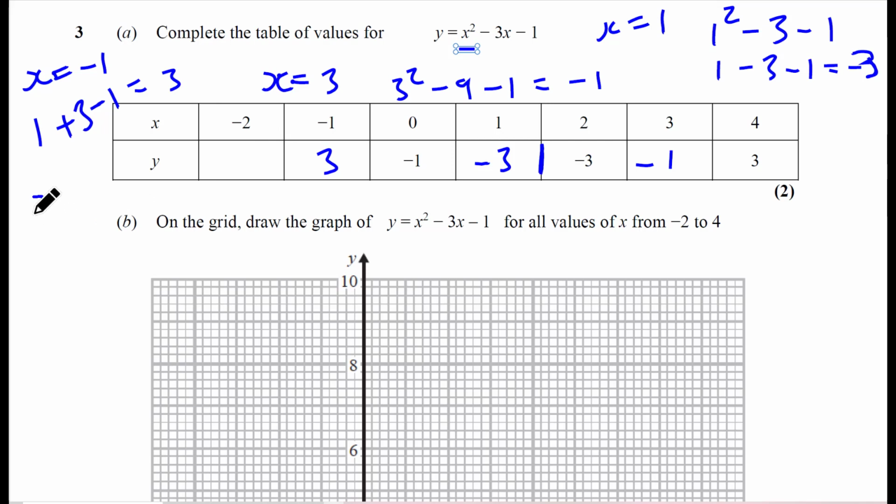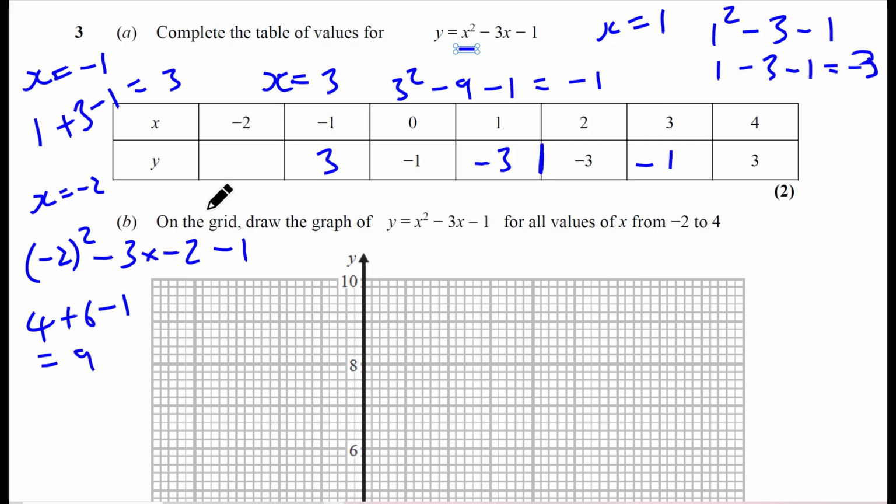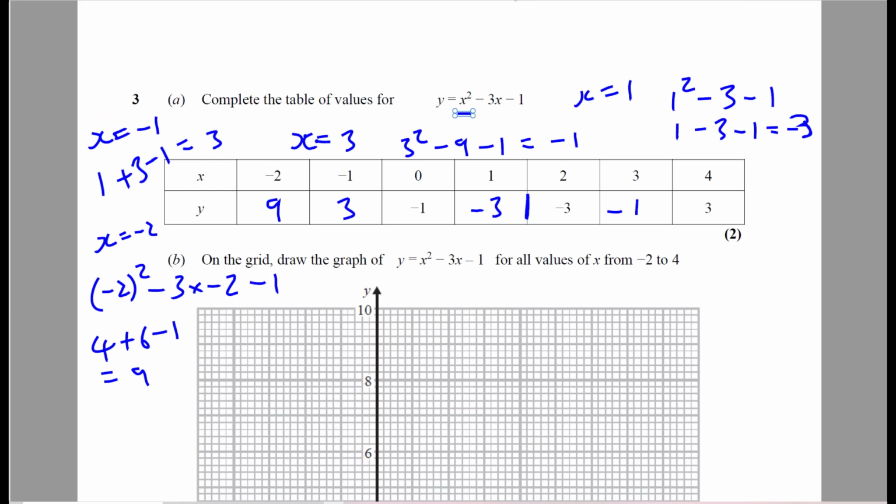So I'm going to do this fully here, because what happens is students make mistakes with the negatives. So I'm going to show you, you're going to get minus 3 times minus 2 minus 1. That's going to give us 4. Minus times a minus is going to give us a plus 6, then minus 1. So we're going to get 9. And I'm going to zoom out so we can plot those points.